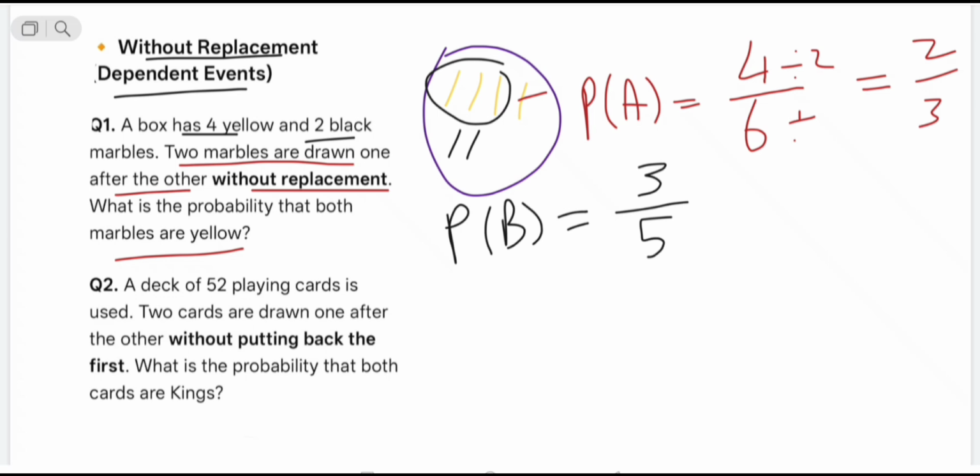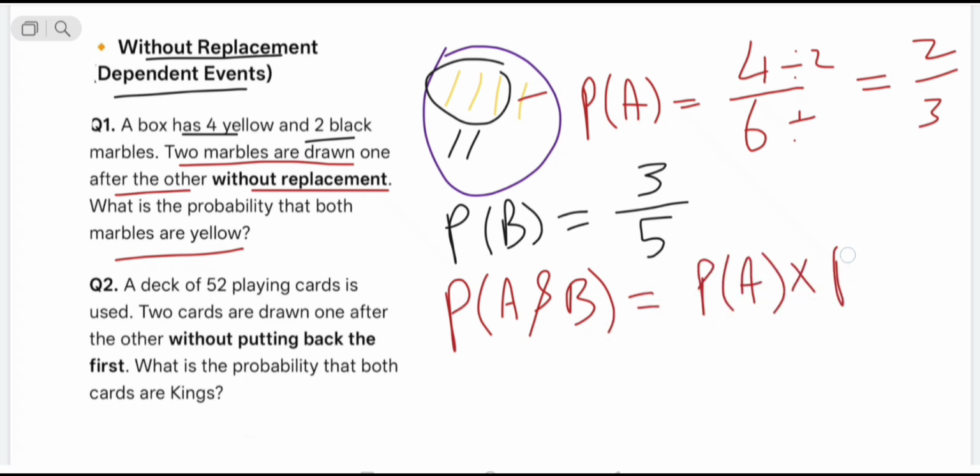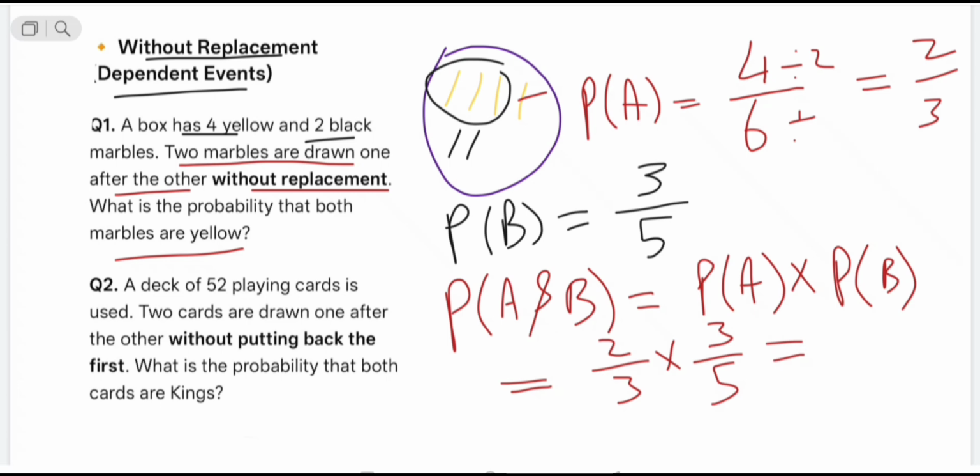So what is the probability for both yellow? Probability of both yellow, or probability of A and B, is the same: probability of A times probability of B. What is probability of A? 2 over 3 times probability of B, 3 over 5. So 3 times 2 is 6, 5 times 3 is 15. Or without multiplying you can cancel 3 divided by 3. So 2 over 5. This is our answer. I hope it is clear.